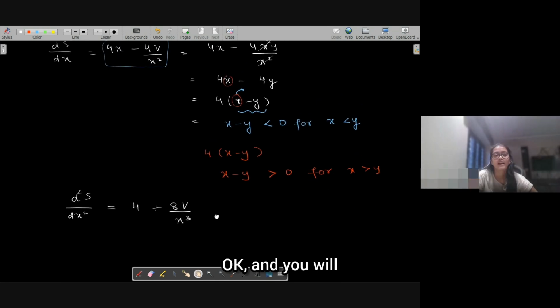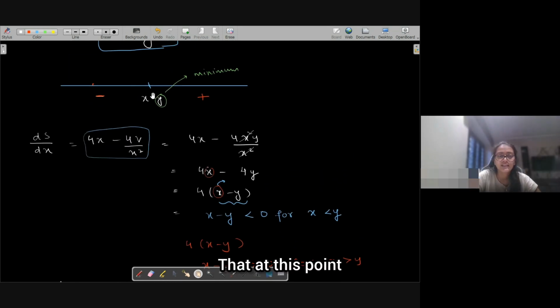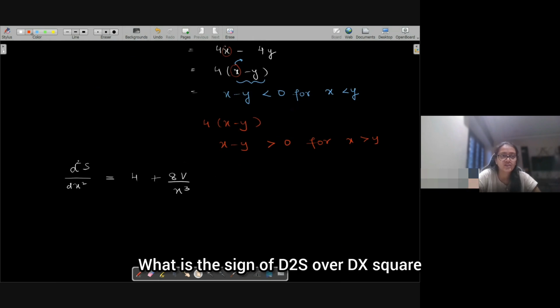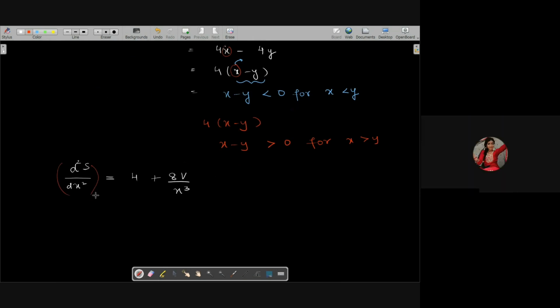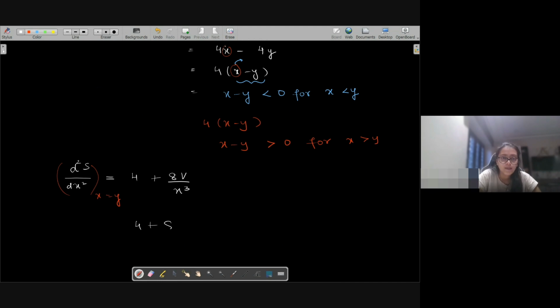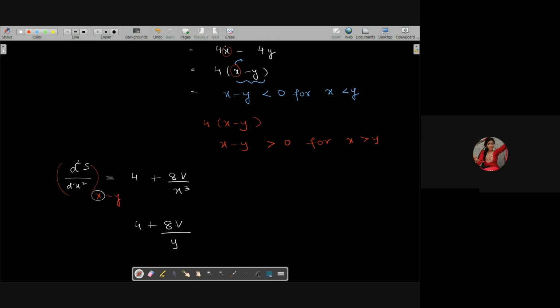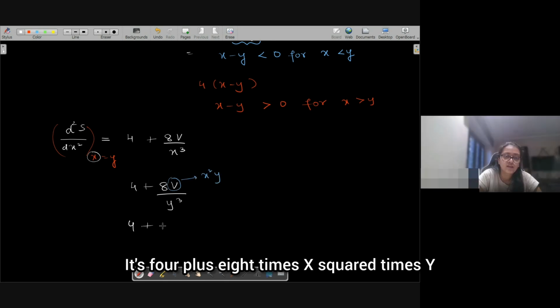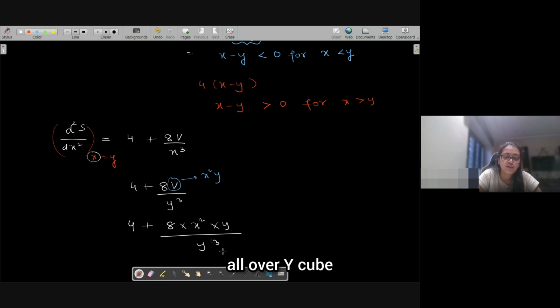Okay. And you just have to check that at this point, this is a candidate, right? x is equal to y. That's a candidate. So at this candidate, what is the sign of d2s over dx square? So x is equal to y. So you need to check the sign of this. So 4 plus 8v over, in place of x, put y. So y cube. And you can also put the value of v. It was x square y. So 4 plus 8 times x squared times y all over y cube.